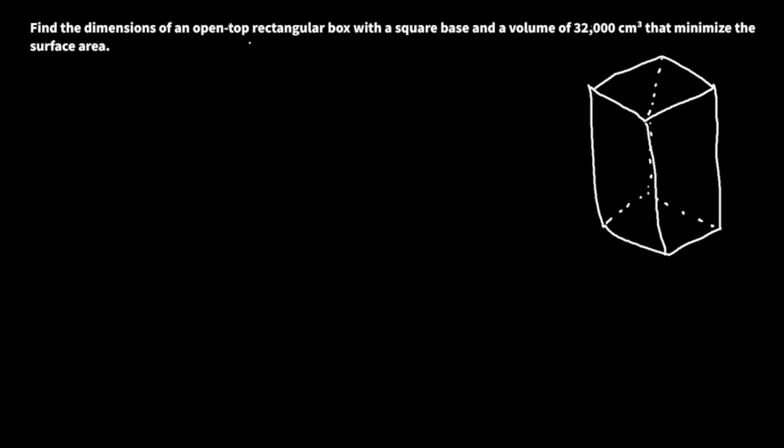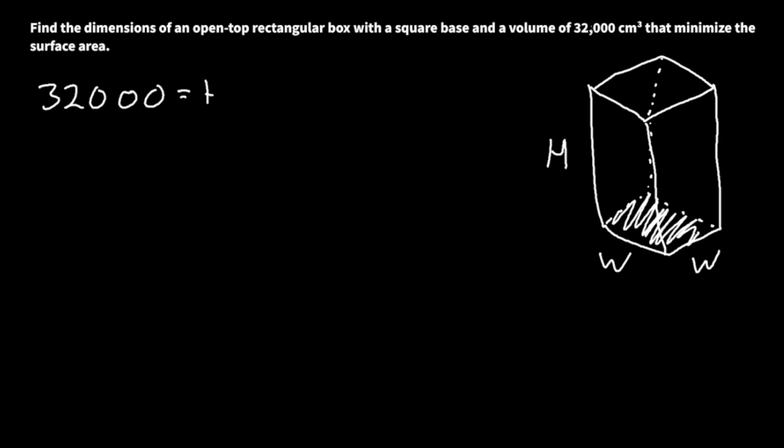But this is our box, and since this is an open top rectangular box, I'm gonna shade the base, but the top is open and has a square base. That means the length and the width are the same, right? So we'll just use one variable, which is represented as width, and the height of the box is h. So we want to minimize the surface area. We already have some constraint, which is the volume. So we can write the volume formula, which is height times width squared in this case.